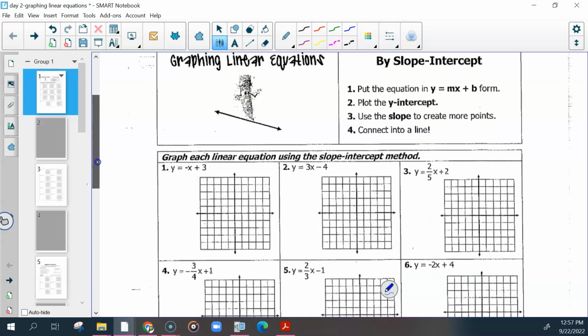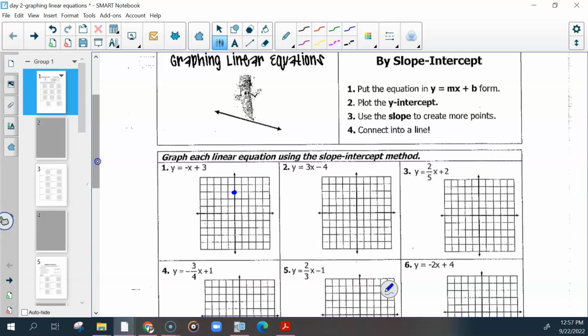if this is in slope-intercept form, we're going to first find and plot our y-intercept. So for number 1, what is our y-intercept? +3. +3, so we would plot 3 along our y-axis. And then we need to plot as many points as we can for our slope. Our slope here is what? -1. -1. What directions can we go to get a negative slope?